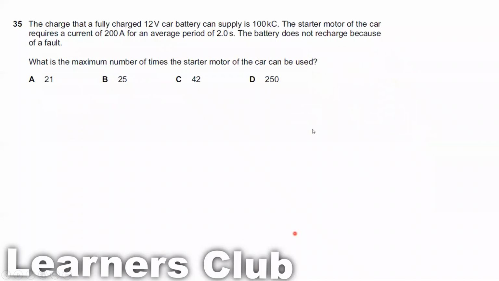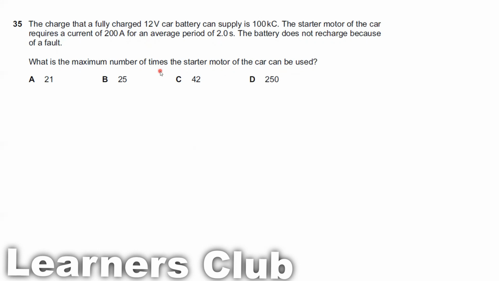Question 35. The charge that a fully charged 12-volt car battery can supply is 100 kilocoulomb. So a fully charged 12-volt battery can supply 100 kilocoulomb. The starter motor of the car requires a current of 200 ampere for an average period of 2.0 seconds. The battery does not recharge because of a fault. What is the maximum number of times the starter motor of the car can be used?